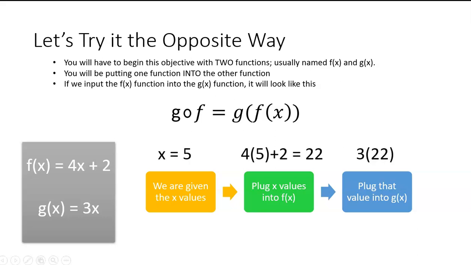Let's pretend that x value was 5. If I throw a 5 into the f of x function, I get 4 times 5 plus 2 equals 22. And then I plug that into the g of x function, which is 3x. And I will get 3 times 22. So therefore, g of f of x is going to be equal to 66.